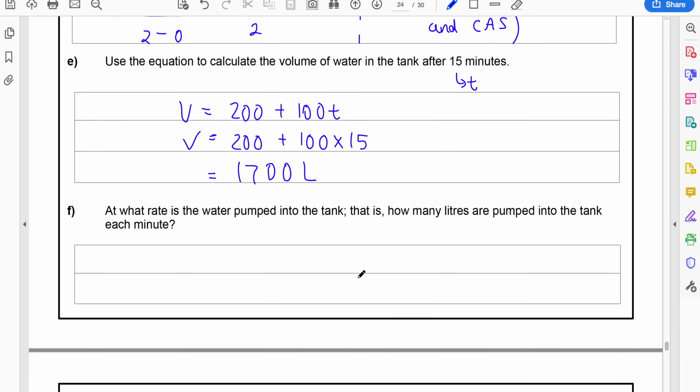Now the final one, you'll notice it says, I'm going to put a box around it because it's a really important word that we want to look out for. At what rate is the water being pumped into the tank? So how many litres are pumped into it each minute? Now I mentioned earlier that this word rate, whenever you are asked for a rate, you want to look at your slope, also known as the gradient.